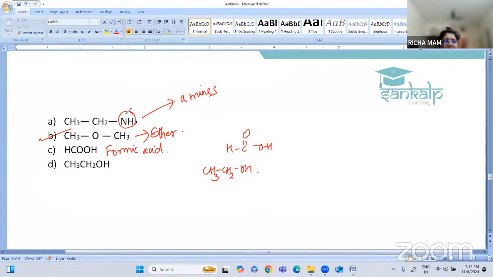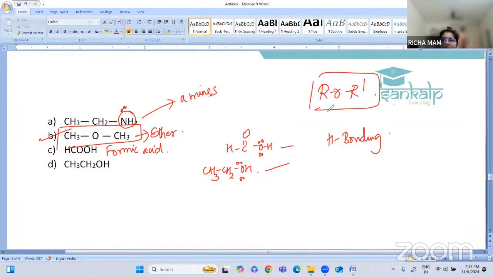You can see the OH group is there, and an electronegative atom is there. So in the other options, they will form hydrogen bonding. But in ether, when you see the R-O-R' linkage, there is an absence of hydrogen bonding. So because of the absence of hydrogen bonding, it will have the lowest boiling point. Yes, option B.